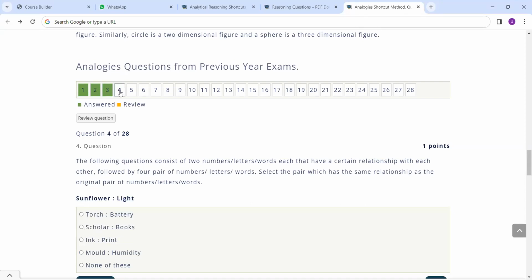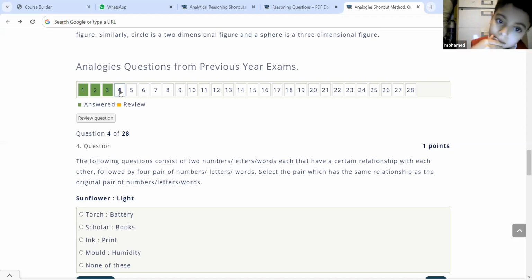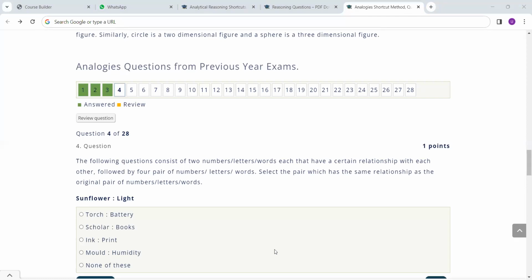Okay, let's go to the next one. Sunflower is to light. Sunflower needs light. For the growth of sunflower, light is needed. Or sunflower is driven to light. Have you seen? Have you heard? The sunflower changes the direction wherever the sunlight goes. It moves its head or its flower where the sun goes. Where the sun goes. Okay.